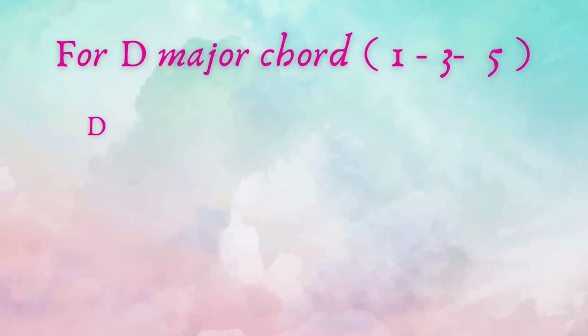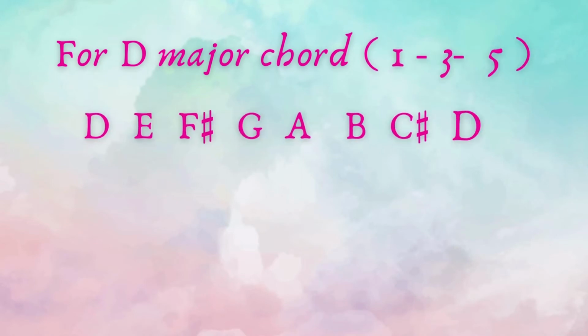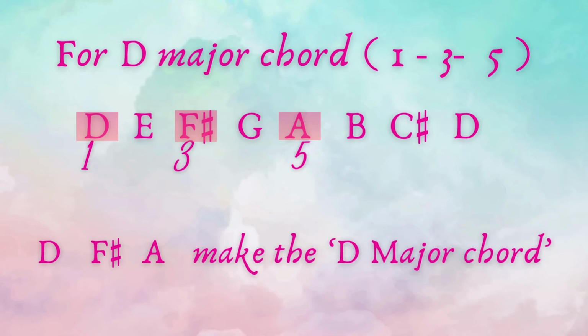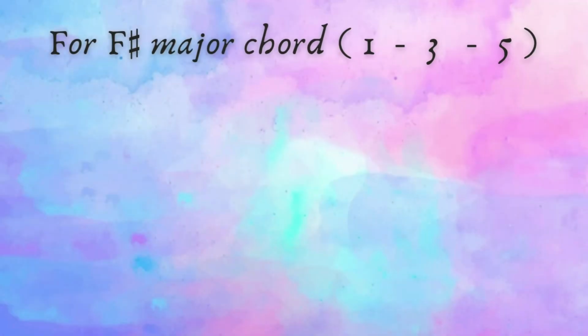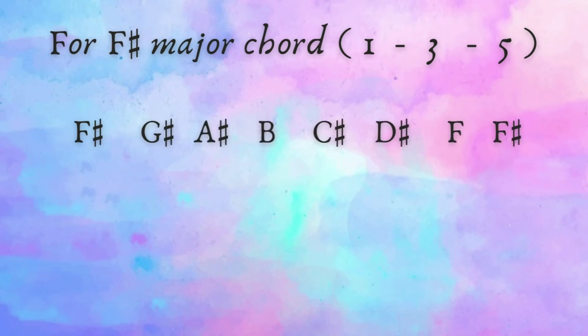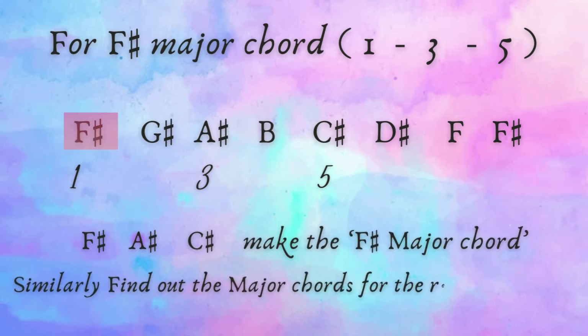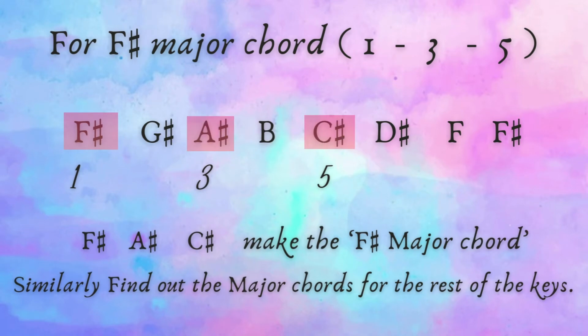For D major chord, first, third and fifth note from the D major scale. So D, F sharp and A make the D major chord. Let's take another example for F sharp major chord, first, third and fifth note. So from the F sharp major scale, we will find out that the first, third and fifth note are F sharp, A sharp and C sharp, and that makes the F sharp major chord. Similarly, find out the major chords for the rest of the keys.